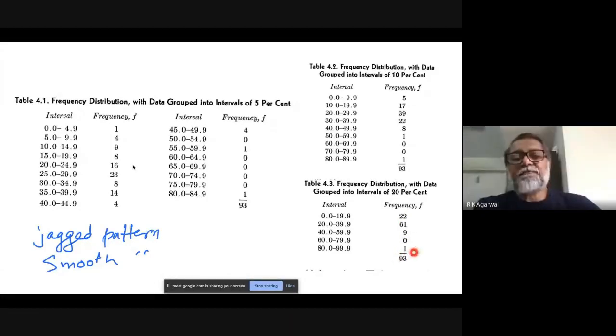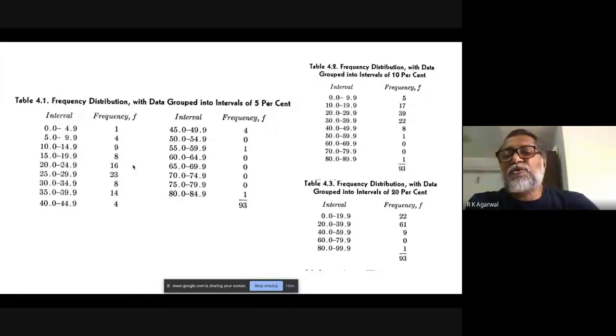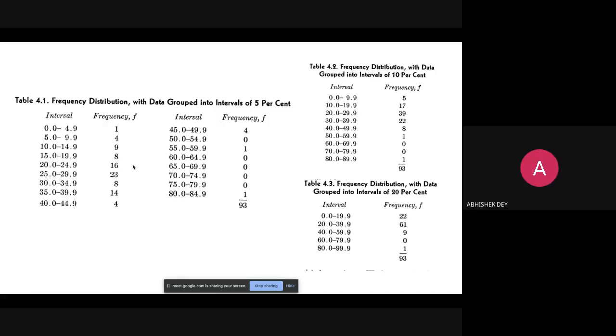Now you tell me, out of these 3, first having 17 classes, second having 9 classes, and third having 5 classes, which one will you prefer? Sir, the second one. The second one. Why is that so? Why not the third one? Of course, the first one is ruled out because the pattern of frequency is very uneven, jagged. But why not the third one? Why not table 4.3? So it's a bit ambiguous.